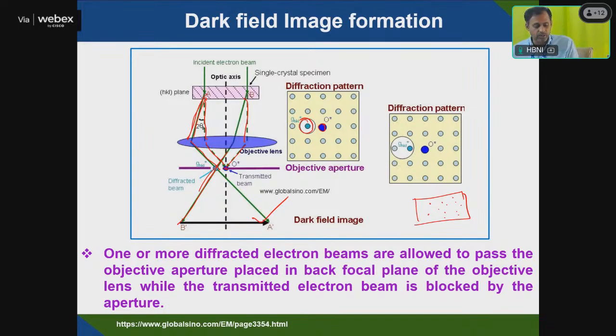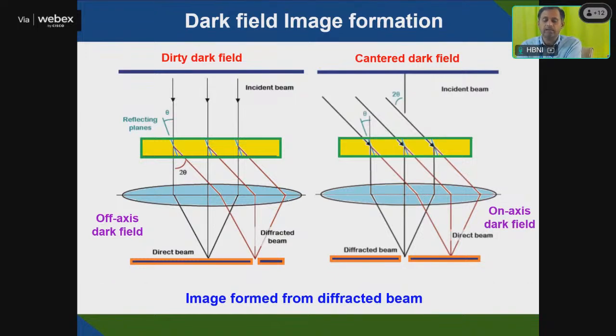And dark field image again has two types: one is center dark field and the other is tilted dark field. You can see here, in the dark field, the incident beam is falling perpendicular to the sample surface, then getting diffracted here. So the diffracted beam is getting collected to get the images, passing through the aperture.